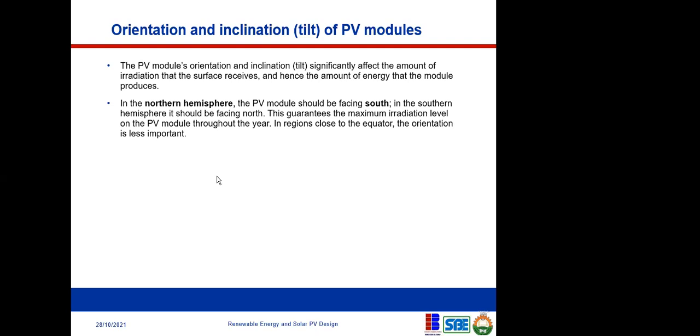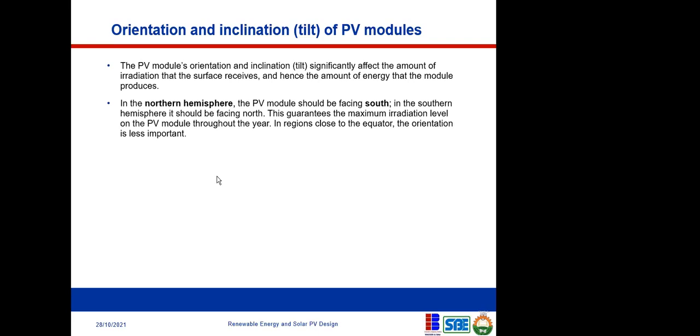In the southern hemisphere, I'm trying to remember countries that are in the southern hemisphere, but for Nigeria, we are in the northern hemisphere. So if you're developing for a country that is in the southern hemisphere, then your PV model should be facing north. This guarantees the maximum irradiation level on the PV model throughout the year.